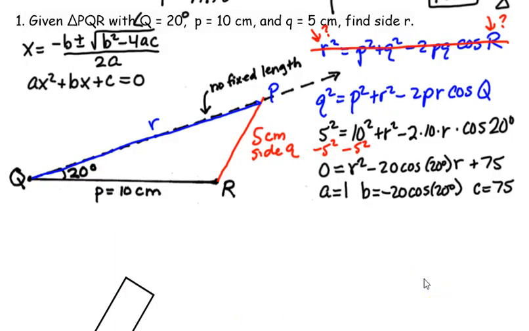So we have R equals 13.04 or 5.75 centimeters. Why did we get two solutions? When you look at the triangle, you can tell that this big long blue side must be the 13.04. 5.75 does not make sense for that side. 13.04, so that is the long side.